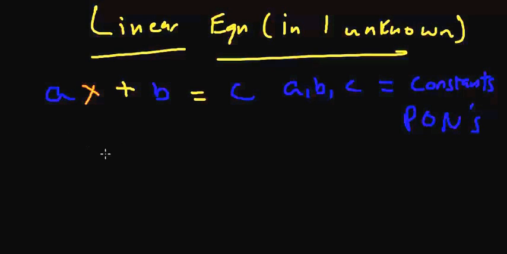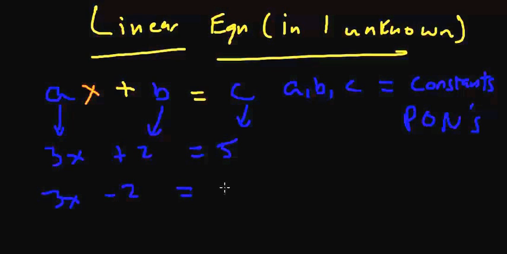So if I were to write the equation 3x plus 2 is equal to 5, what I mean by a, b, and c is that my a would be a 3, my b would be 2, and my c would be 5. That's all we mean. a, b, and c can be any number. They could be positive, negative. I could also have 3x minus 2 is equal to 1. In this case, my a would be a positive 3, my b would be a negative 2, and my c would be a positive 1.